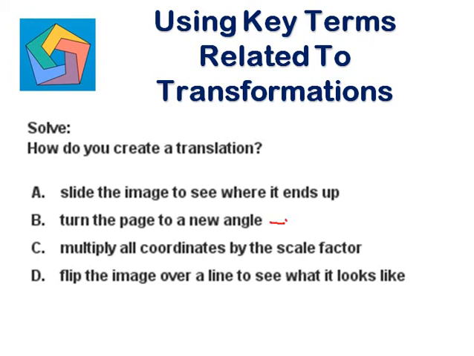Turning the page to a new angle means rotation. Multiplying all coordinates by the scale factor means dilation. And flipping the image over a line to see what it looks like is reflection, as we discussed in the first problem. So we have sliding the image to see where it ends up as the translation.